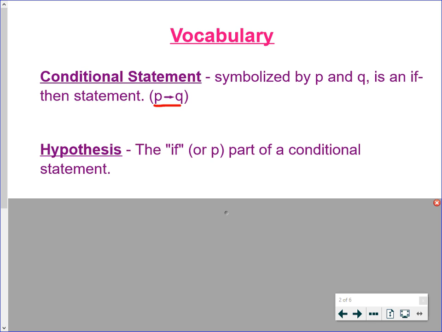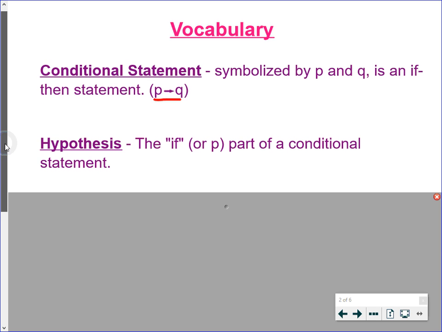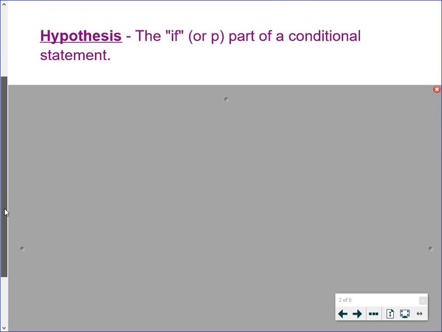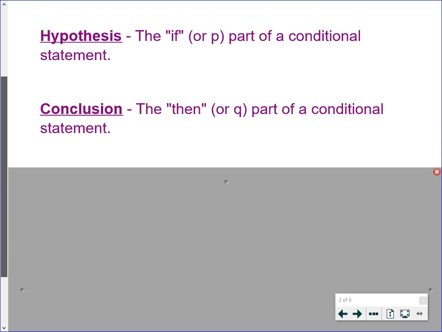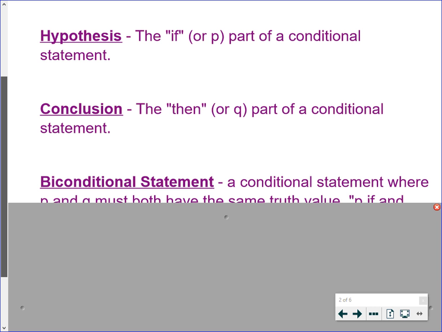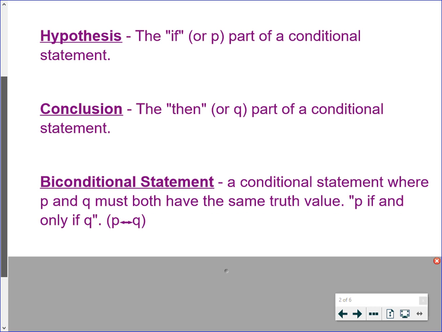The hypothesis. The hypothesis is the if or the P part of a conditional statement, or the P part of the biconditional statement. And you'll see what that is in just a second. So the hypothesis is the beginning part, so the if part. The conclusion is the then part, or the Q part of the conditional or biconditional statement. So the first part that you read is going to be your hypothesis. The second part is going to be your conclusion. Remember, you can pause these videos at any time to write this stuff down.